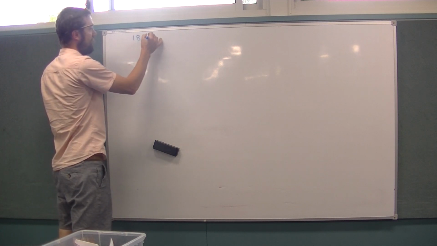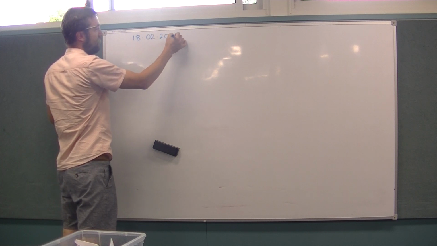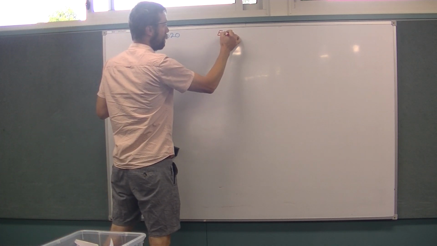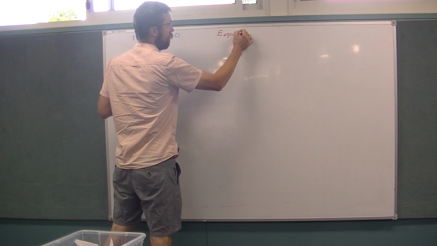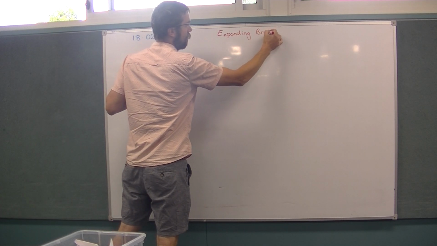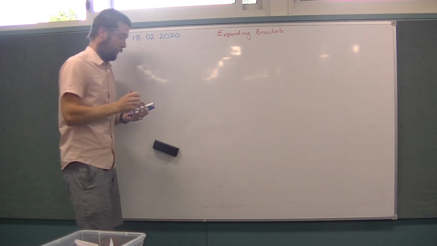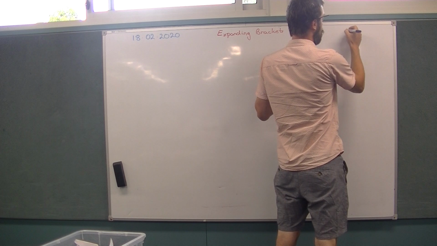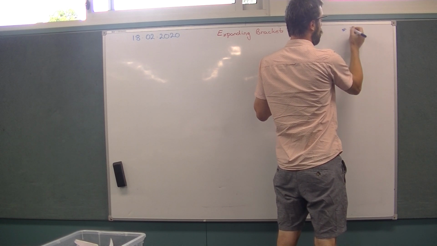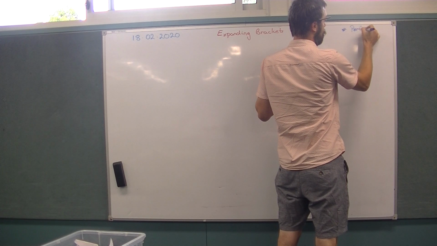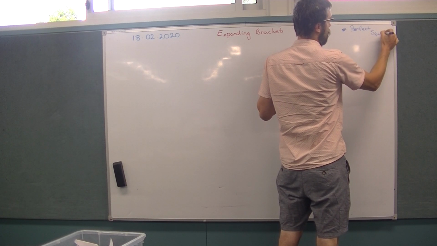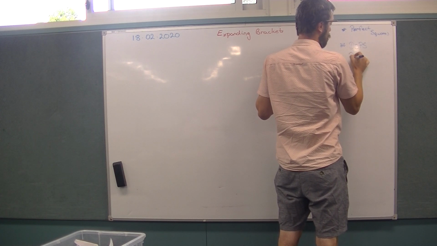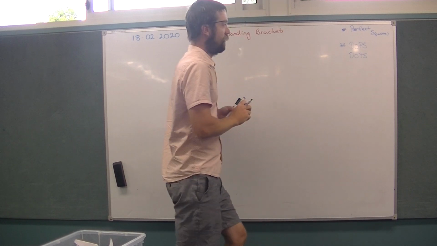Expand. It's relatively straightforward. So, point one: perfect squares. Point two: difference of squares. Whatever you want to call it.